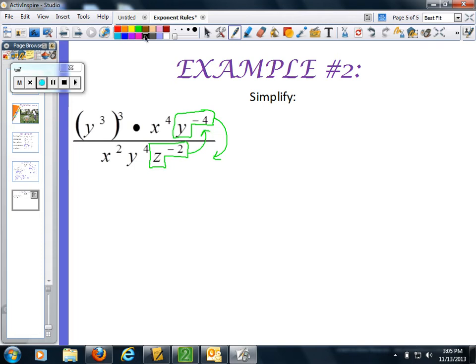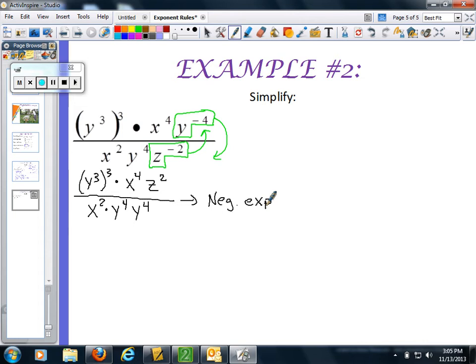So I'm going to rewrite this. This is going to be y third to the third times x to the fourth, and I moved z squared up, and y to the fourth went down. So this is x squared times y to the fourth, and this was y to the negative fourth, so it becomes y to the fourth. And this was the negative exponent rule.